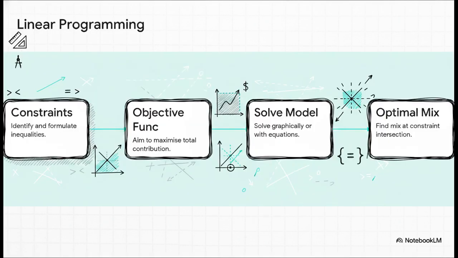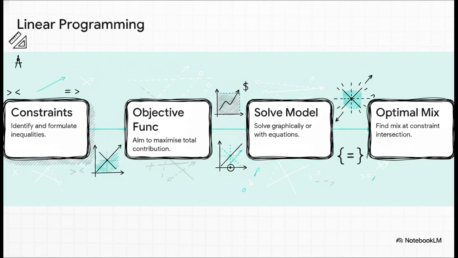Now, I know linear programming might sound a little intimidating. It's usually the part of the syllabus where everyone suddenly hates math. But trust me, it follows a really logical 4-step process. First up, you identify your constraints and translate them into mathematical inequalities. Second, you formulate your objective function, which, by the way, is always to maximize total contribution. Third, you solve the problem. You can do this either graphically by drawing out the constraints or algebraically using simultaneous equations. And fourth, you identify the optimal production mix.